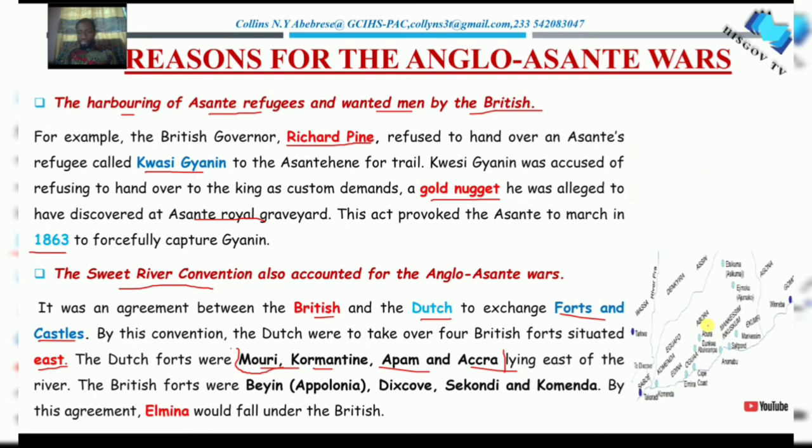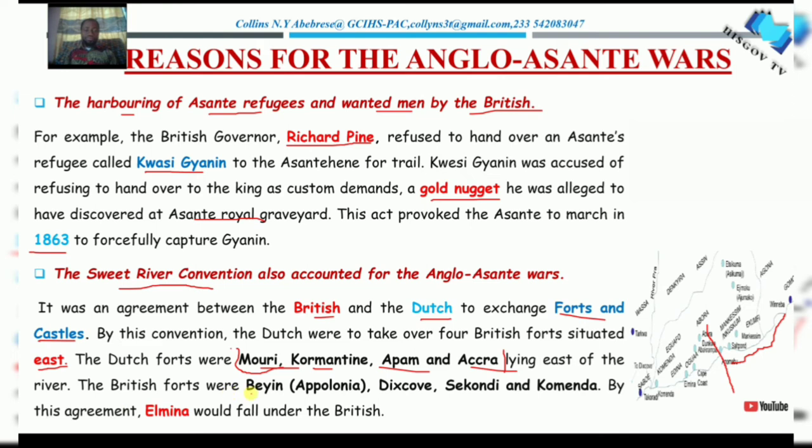Where would you think the Dutch were supposed to take? So the Dutch were supposed to take here. Let's draw the line here, the Sweet River line. It means that the Dutch were supposed to take all the forts in this area. You see, we have Mankesim here, Saltpond, Winneba, then Gomoa, and then it goes to Accra straight. The Dutch were supposed to have all the forts located here.